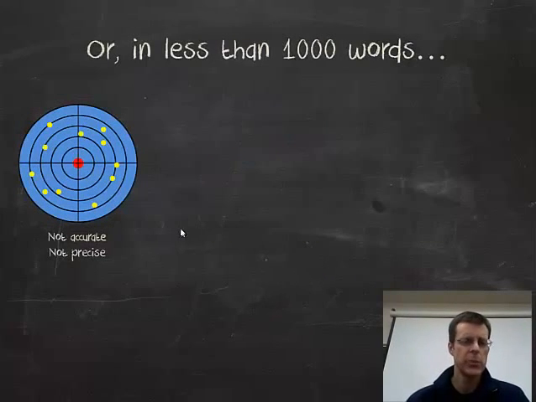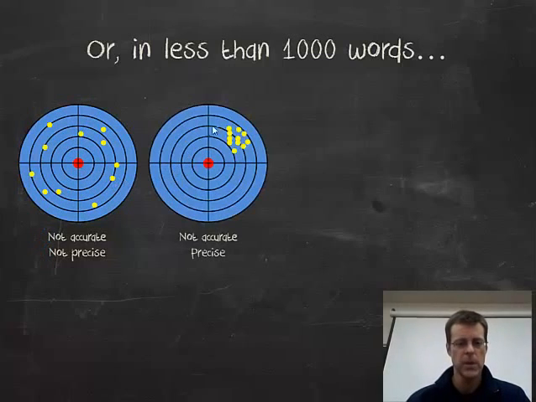If we put it into pictures, we have a target here where, let's say, the red bullseye represents the true value, and the yellow dots represent the experimental or the measured values. In this one I have a case where it's not accurate because they're scattered all over the place and they're not precise. So they're not close to the center and they're not close to each other either. On the other hand, if I move on to this picture, I have a fairly tight grouping, but they're not close to the center. So the fact that they're not close to the center means that they're not accurate, but they are precise. They're close to each other.